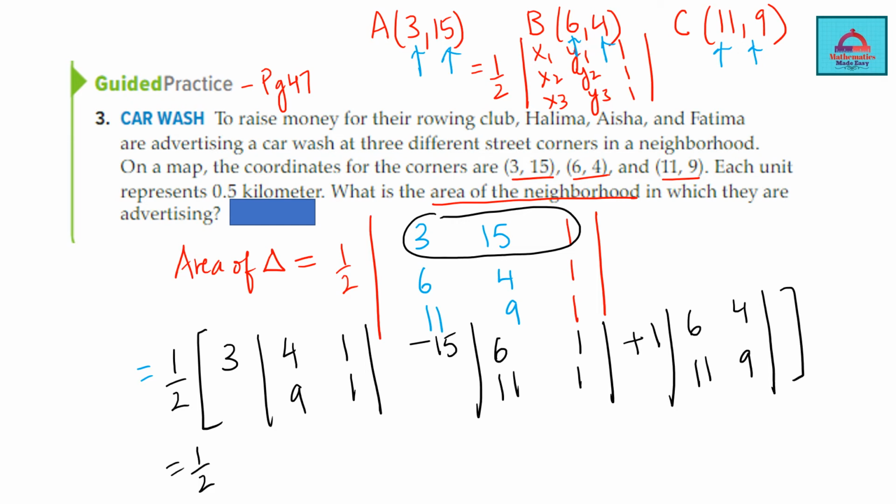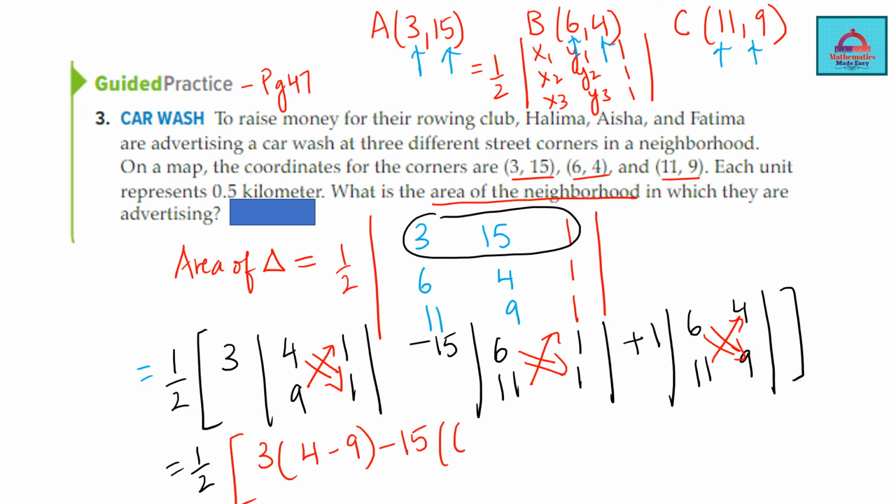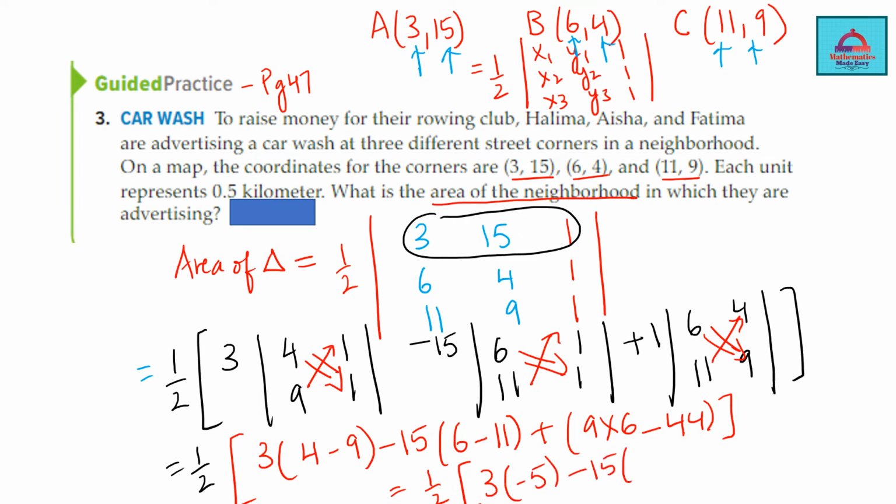We are going to now use the diagonal rule. It says first you evaluate the primary diagonal, multiply, and then subtract the secondary diagonal. So we do that for all the parts here, and what we get is 3 times (4 minus 9), minus 15 times (6 minus 11), plus 1 times (24 minus 44)... So let's simplify this more and do our calculations correctly. So 3 times negative 5, minus 15 times negative 5, plus here 9 times 6 is 54, and you subtract 44. So we are just left with a 10.